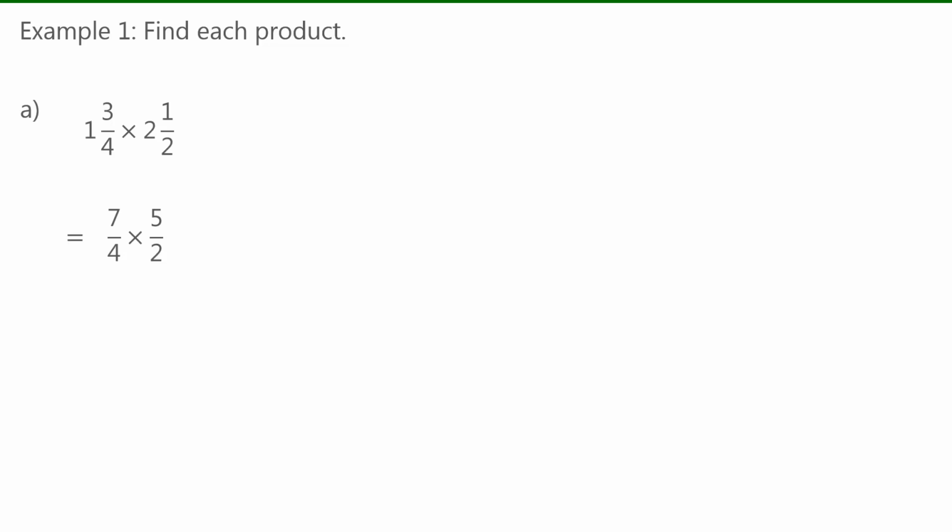So 7/4 and 5/2. I look at the numbers diagonally and there's nothing that can be reduced, so I simply multiply the numerators and multiply the denominators. 7 times 5 is 35, and 4 times 2 is 8. If I want to change 35/8 into a mixed number, 8 fits into 35 4 times, which is 32, which means there's 3 left over. So I have 4 and 3/8.